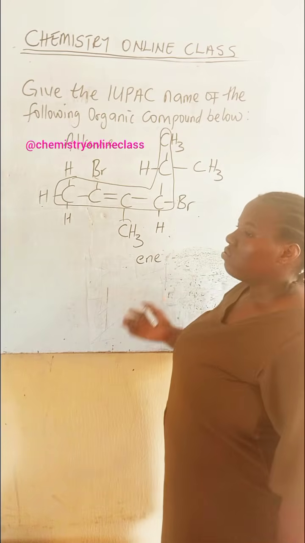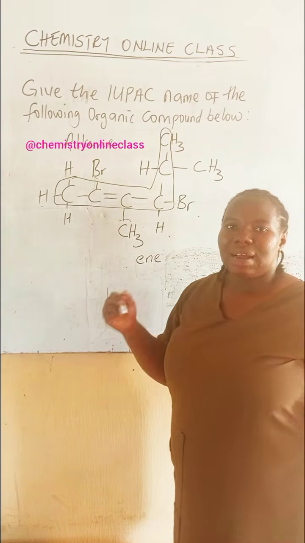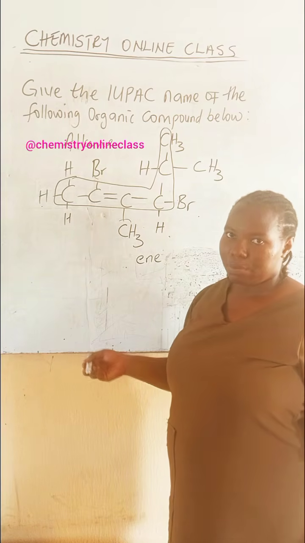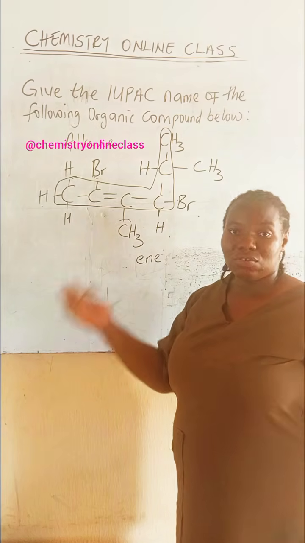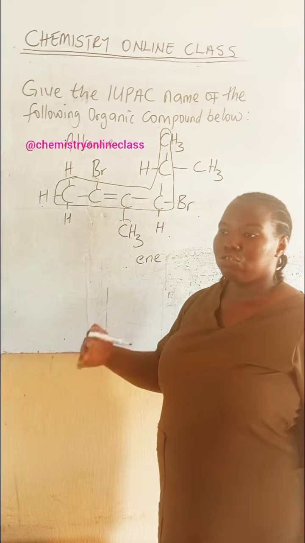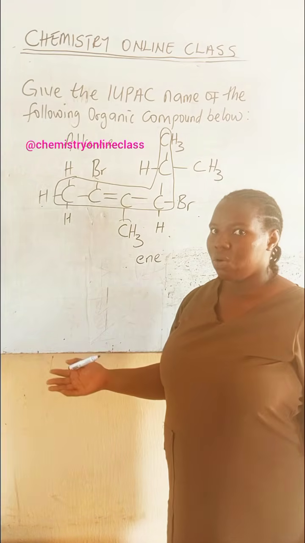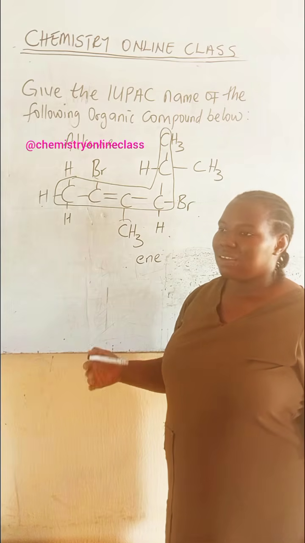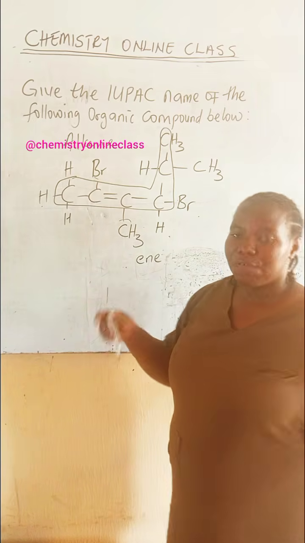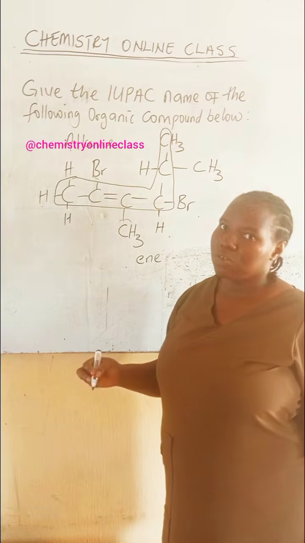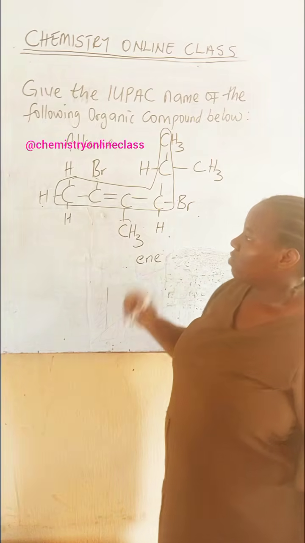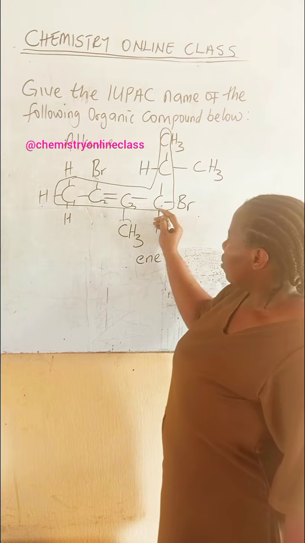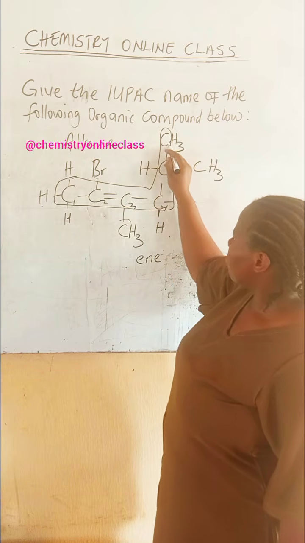Now the next rule says number the carbon chain so that the functional group will take the lowest possible number. When there is a substituent and a functional group, we should consider the functional group first, in the sense that we should number the parent carbon chain so that the functional group will take the lowest possible number. Now let's number the carbon chain. We have 1, 2, 3, 4, 5, and 6.